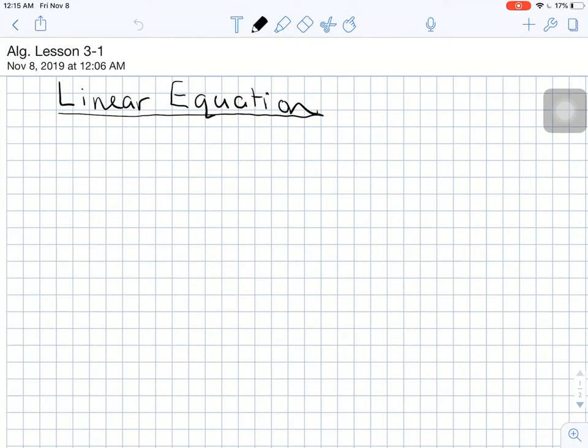If you look at the name, linear, you can see the word line in it. That is intentional because all linear functions, when you graph them, make a straight line. Since the linear equation is the equation for a linear function, linear equations will always form a line when graphed.